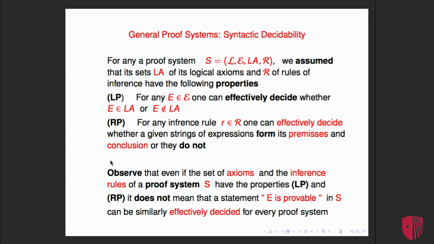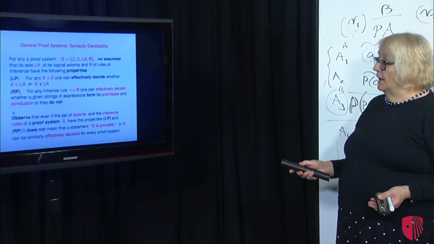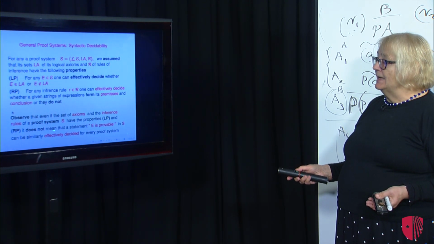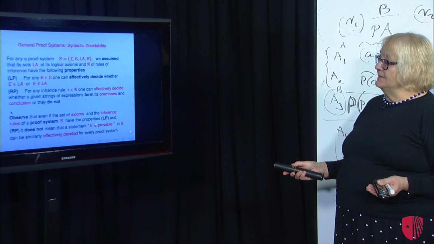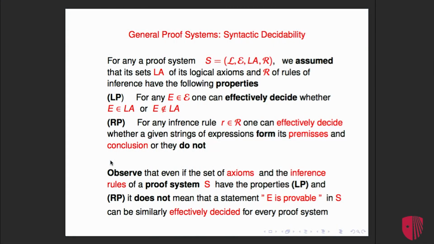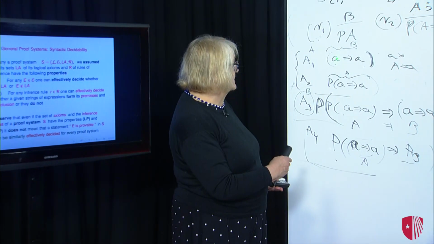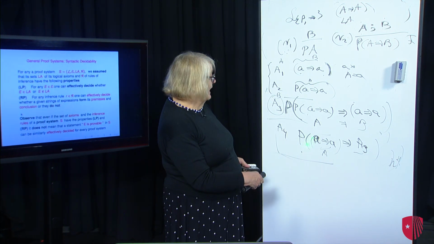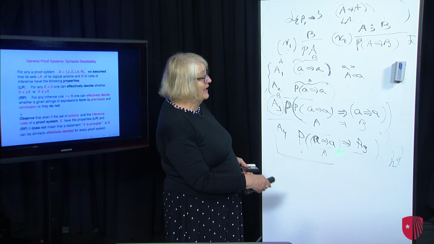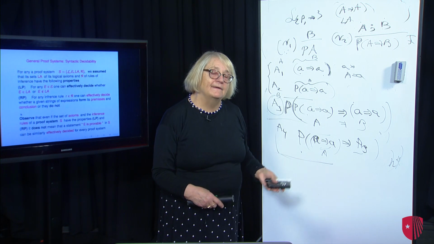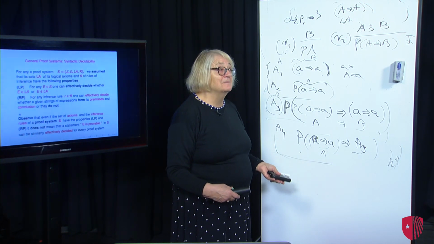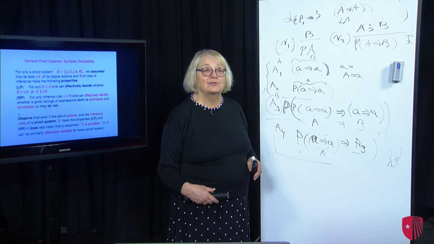And also, the fact that we have those two properties does not mean that the statement E is provable can be effectively decided. Here, we can effectively decide because look how nicely I construct. Of course, if I give you this huge expression and ask you, can you find the proof? Can you find the proof automatically? That is what we are going to decide.